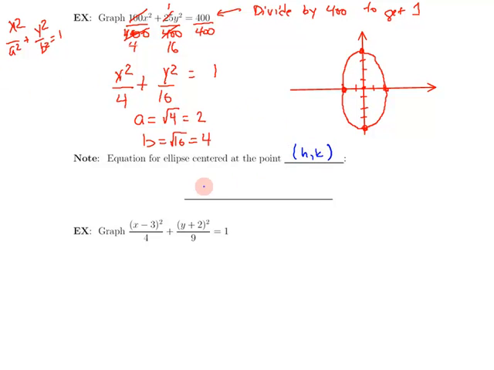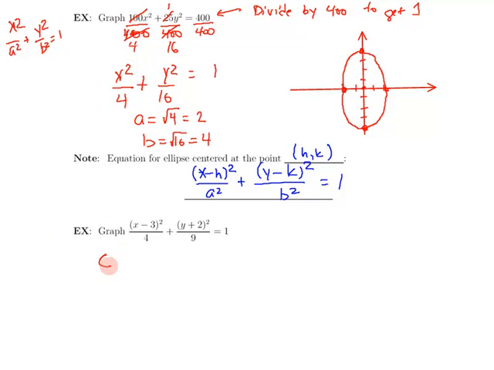The only difference now, instead of x squared, we have (x minus h) squared over a squared, plus, and instead of y squared, we have (y minus k) squared over b squared. Still is equal to 1. So notice how this is very similar to what we saw before, even with circles, but now we have to identify the h and the k to get the center of the ellipse. So we have to identify h, k, a, and b in this problem.